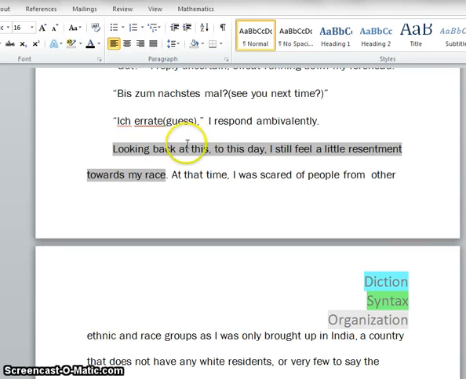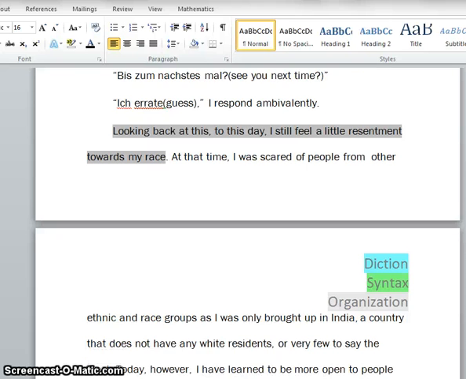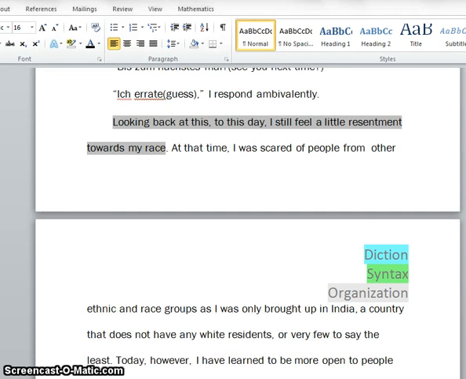And this is the last example of organization, because this concludes my writing piece, and this transitions into my opinion today and how the experience, which is very important to me, has changed me significantly.